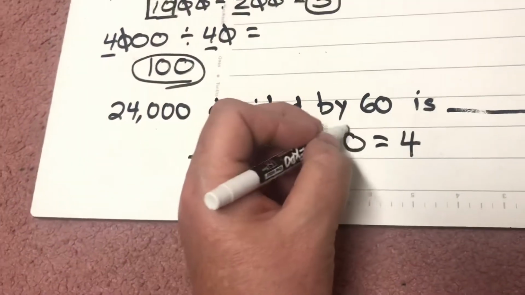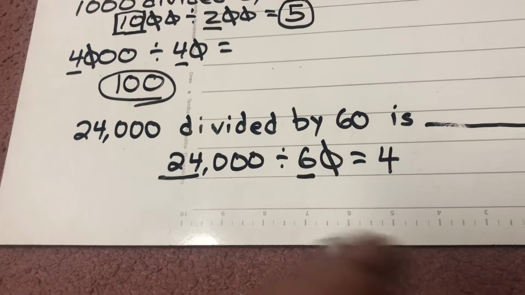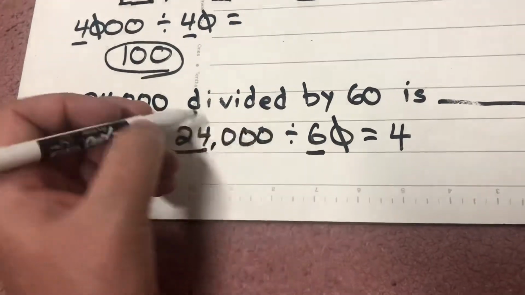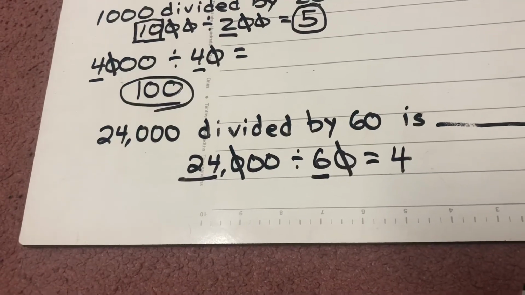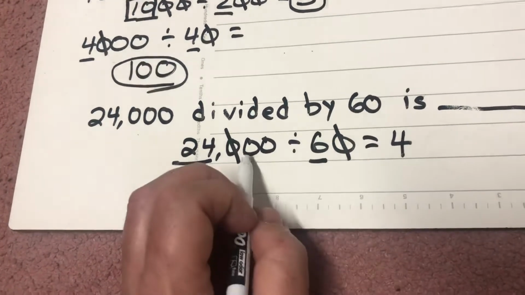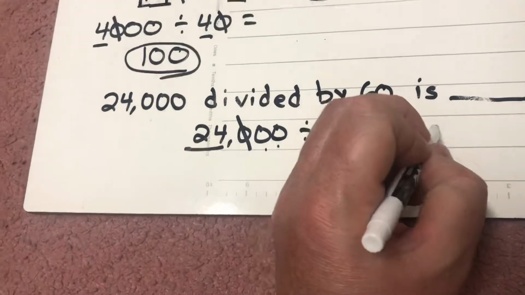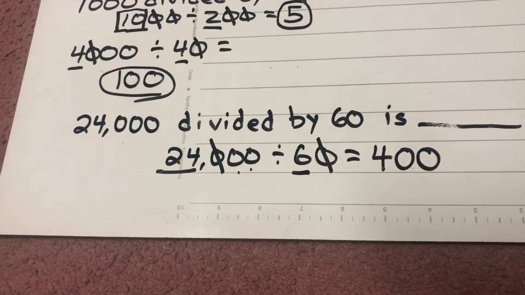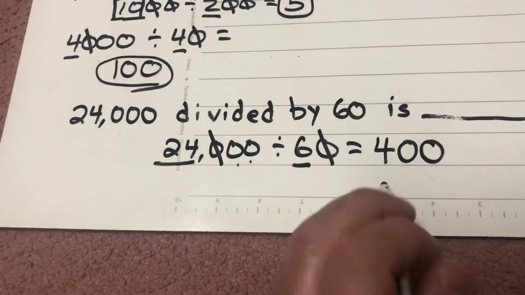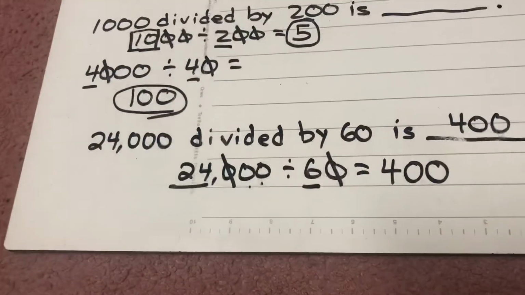And I see that there's 1 0 here that I can cross off. So since I cross off 1 0 here, I'm going to cross off 1 0 there. And then I see that I have 2 zeros left. And I'm going to insert them into my answer. My final answer is going to be 400 to fill in the blank.